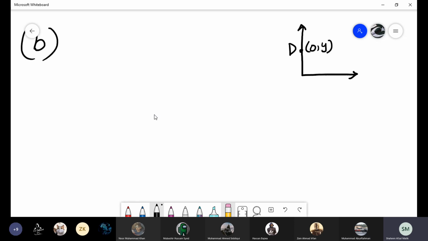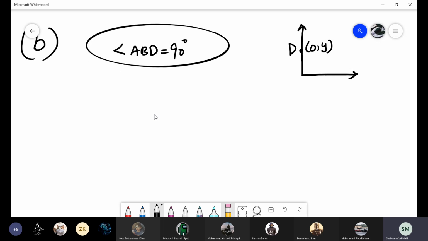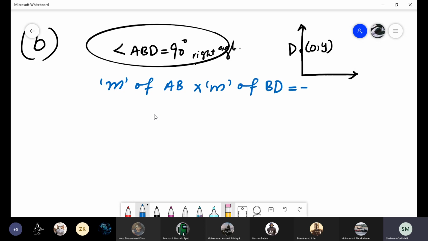Very good. But now the situation is different: the angle ABD is equal to 90 degrees. Whenever it is mentioned that the angle is 90 degrees or a right angle, you have to take the slope of AB multiplied by the slope of BD and keep it equal to -1. You will get the coordinates of the point D.